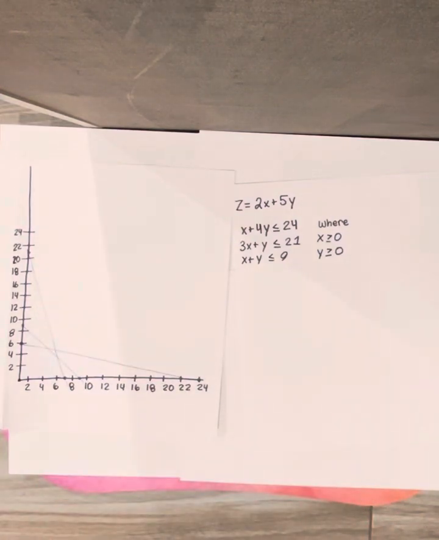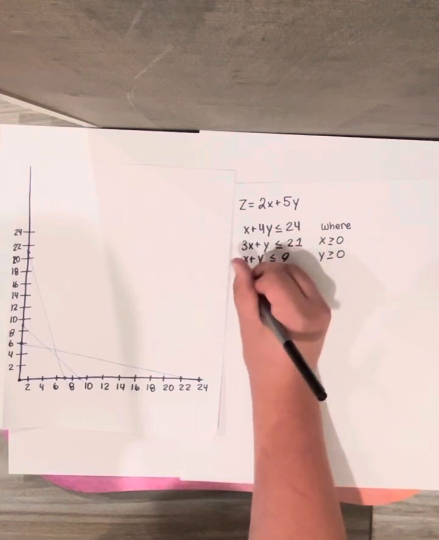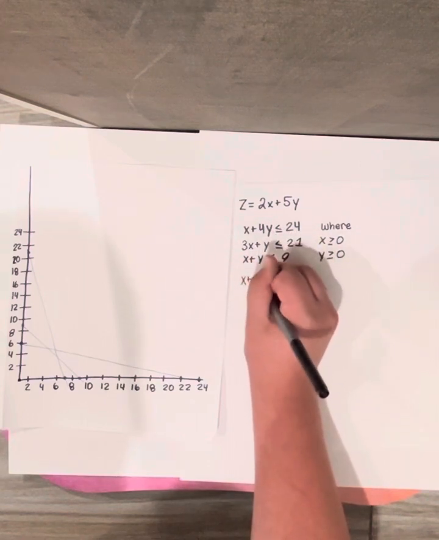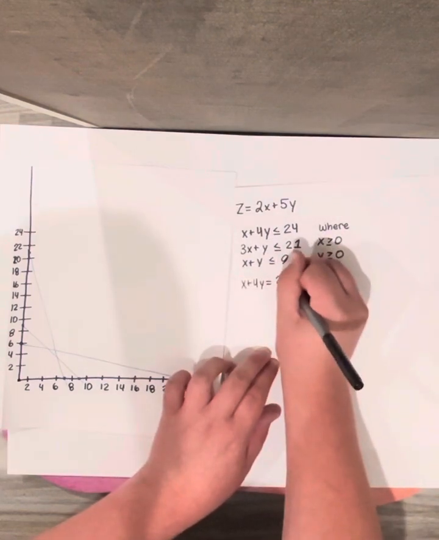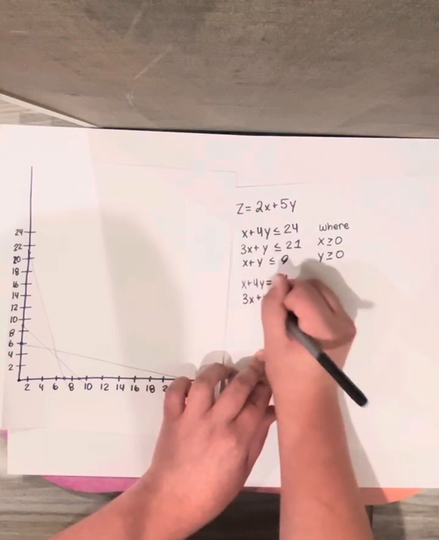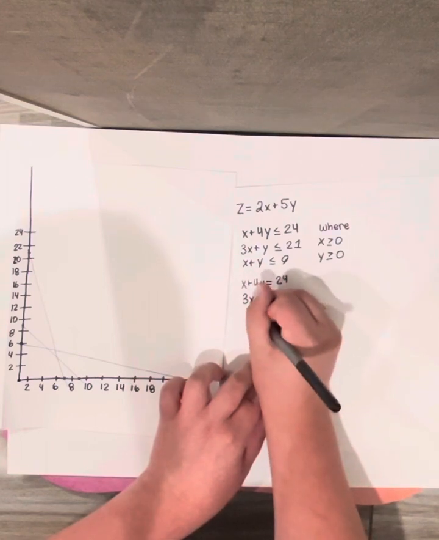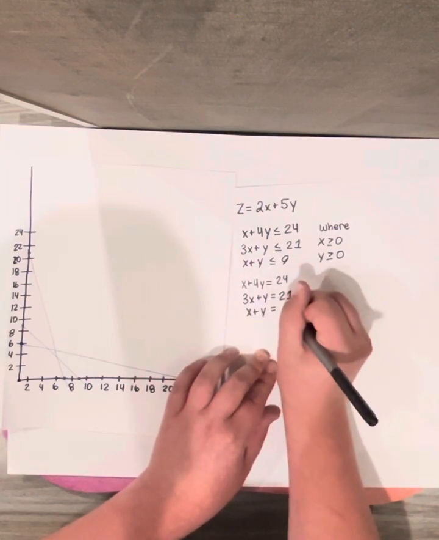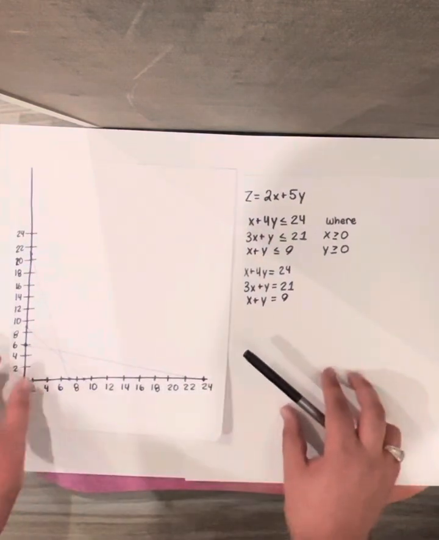So as I previously stated, I'm going to change these inequalities into equations, which is quite simple. So this is going to change into x plus 4y equals 24, 3x plus y equals 21, and x plus y equals 9. Just making sure you can see that there. Okay.